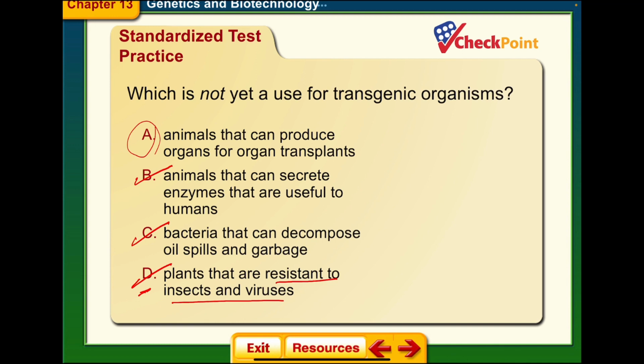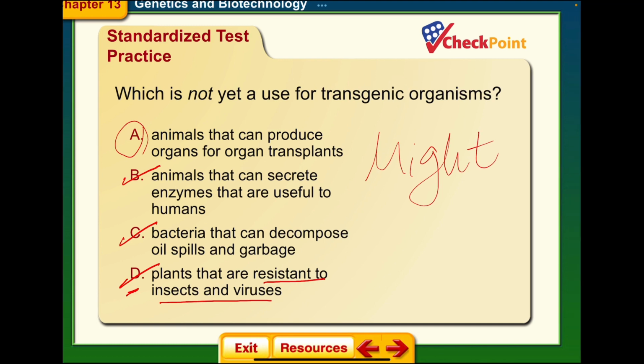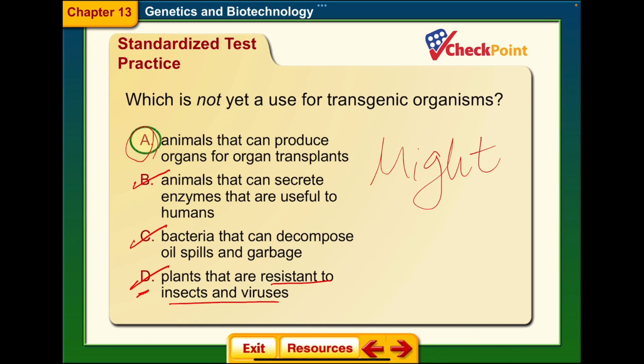If you read in the end, they say in the future, transgenic organisms might be used as a source for organs and organ transplants. So the answer is A. It has not yet been a use for them. It might be in the future. We don't know.